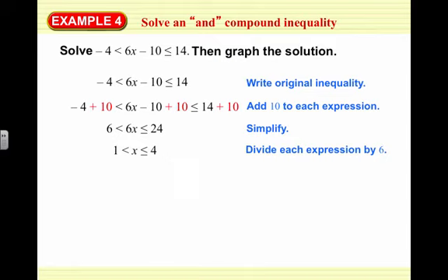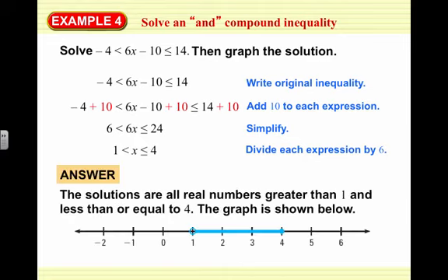6 was a positive number, so I didn't have to worry about reversing any inequality sign, so we're good to go. So my solution is 1 less than x less than or equal to 4, and on the number line, that's going to be all real numbers starting at but not including 1 and going to 4 including 4.